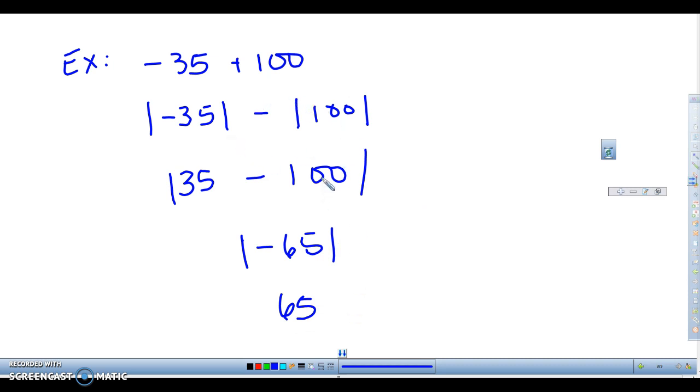I look back and I say, which one of these had a higher absolute value? Well, 100 did. 100, if I go back to my problem, is positive. So my answer is going to be that positive 65.